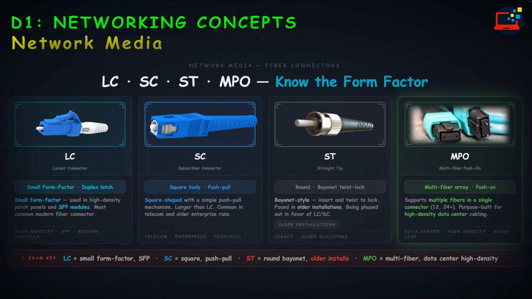Fiber connectors each have a specific form factor. LC connectors are small form factor, used in high-density patch panels and SFP modules. SC connectors are square with a push-pull mechanism.